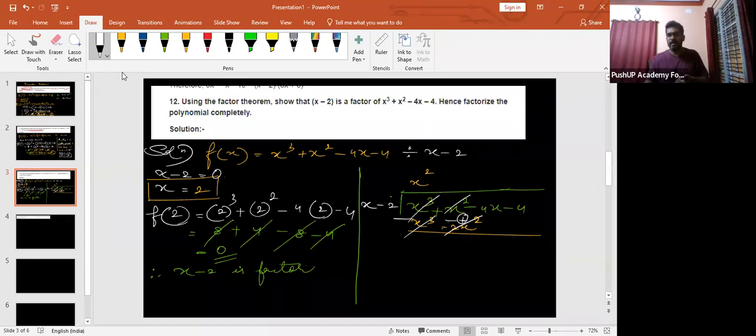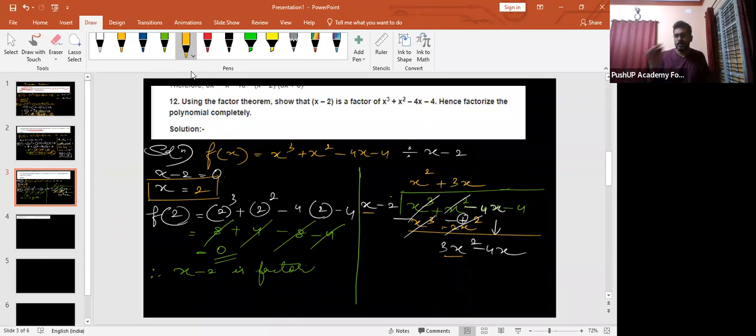So what is x square plus 2x square? It is 3x square. Let's bring down the next term. What is the next term? It's minus 4x. Let me write it here, minus 4x. Now we continue with the same old method. We have 3x square here, right? X should be multiplied with what so that you get 3x square? The answer is 3x, because x multiplied with 3x gives 3x square. Does that make sense?